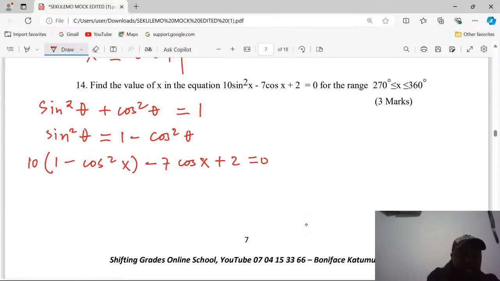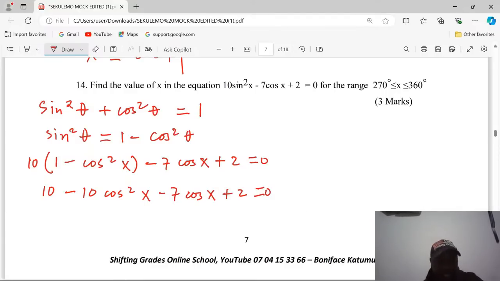This means now we can have 10 minus 10 cos squared x minus 7 cos x plus 2 equals 0. We are finishing up with this equation now.